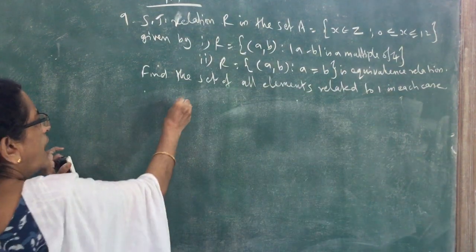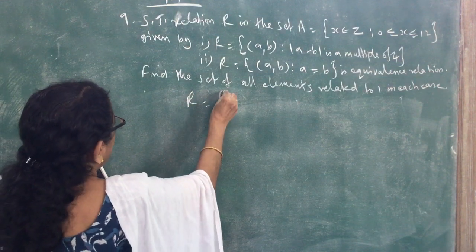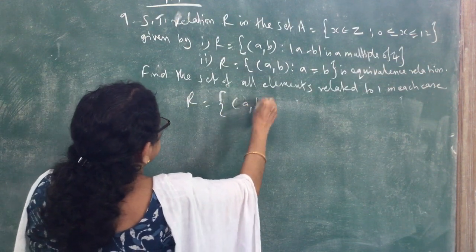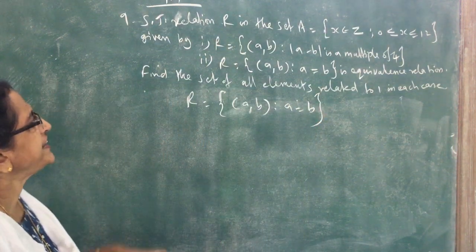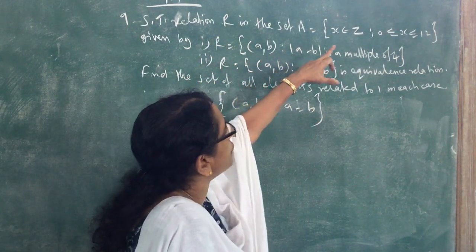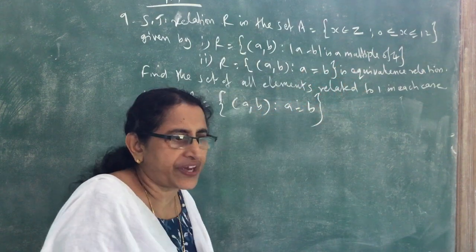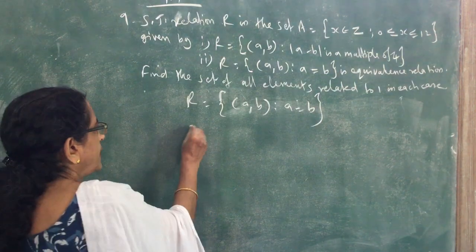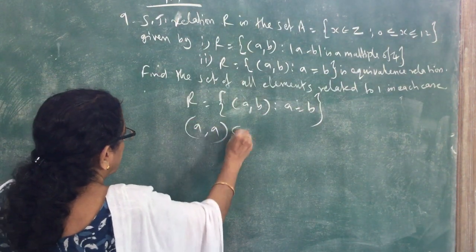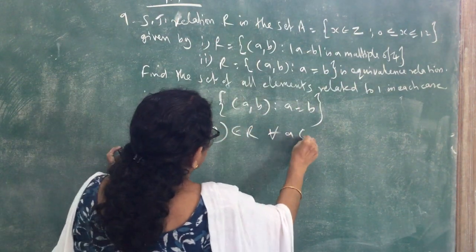Now second one, R equal to set of all AB such that A equal to B. That relation is also defined in the same set. A equal to set of all integers x, 0 less than or equal to x less than or equal to 12. So here this is very easy. First prove reflexive. That is AA belongs to R for every A belongs to A.